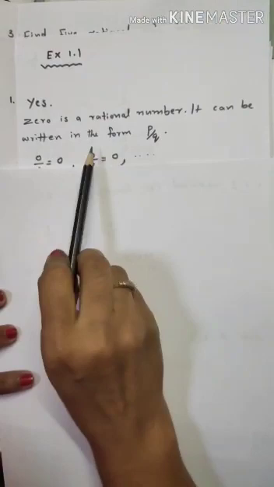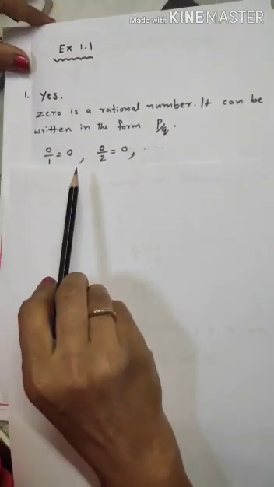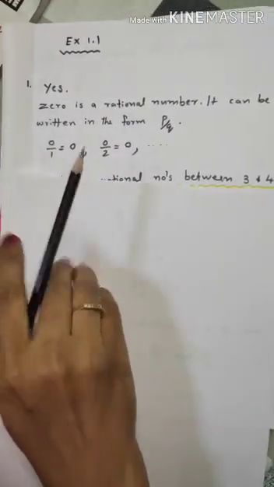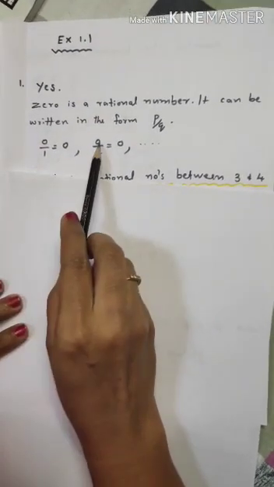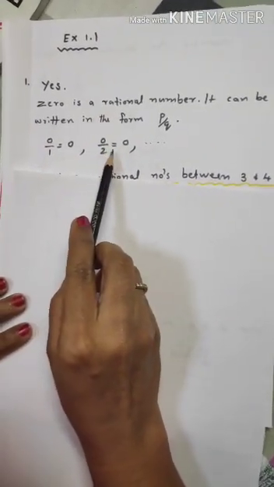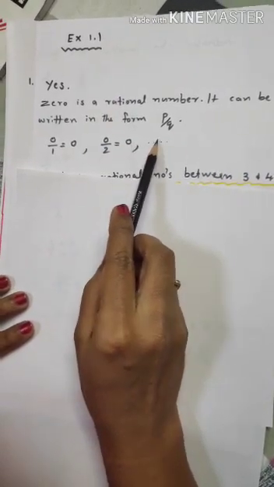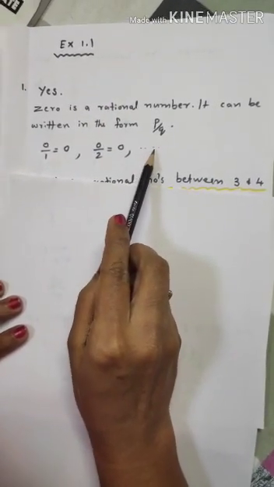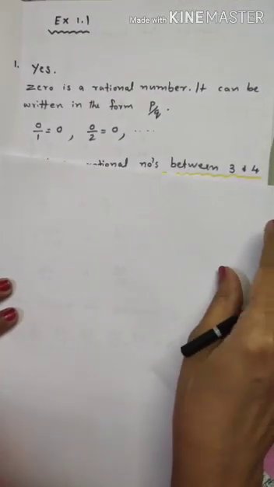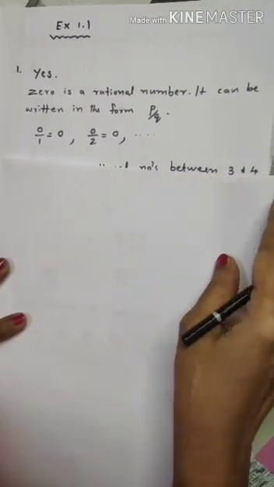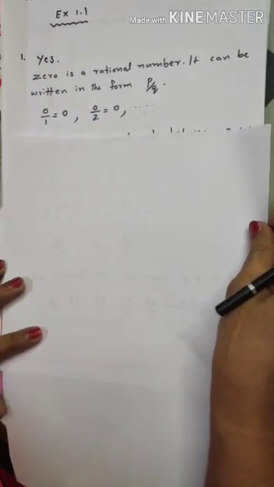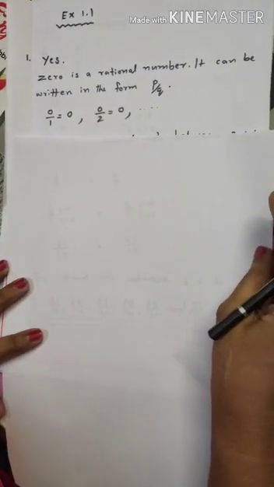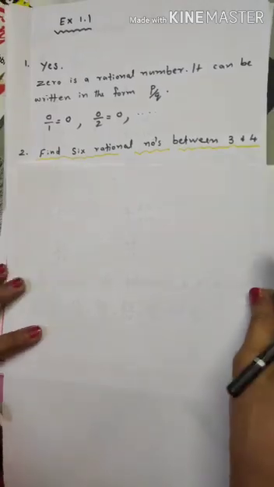It can be written in the form p by q. That is, 0 divided by 1 gives 0. 0 divided by 2 also gives 0. 0 upon any number gives 0. So 0 is a rational number and it can be written in the form p by q. That is the solution for the first question. Now, moving on to the second question.